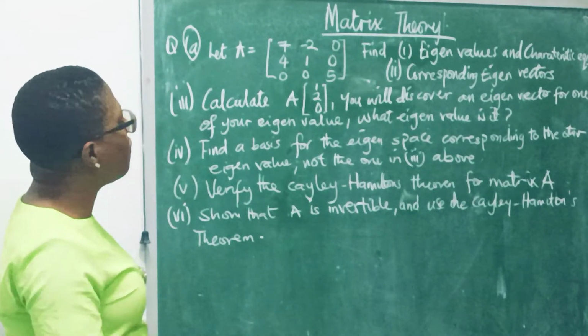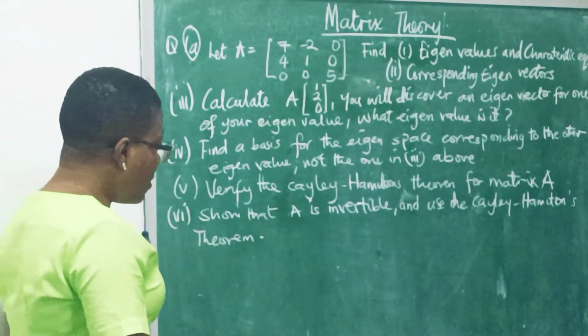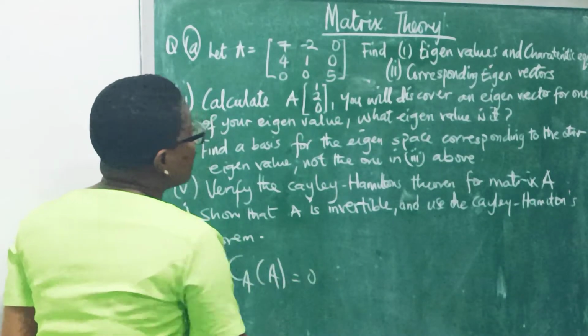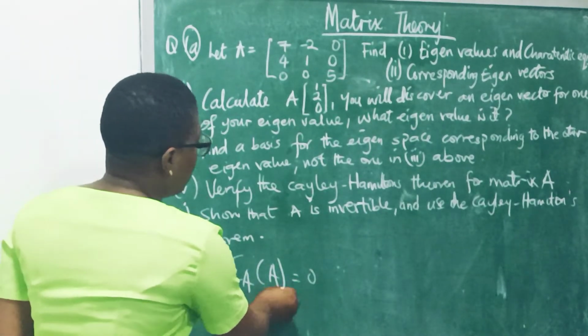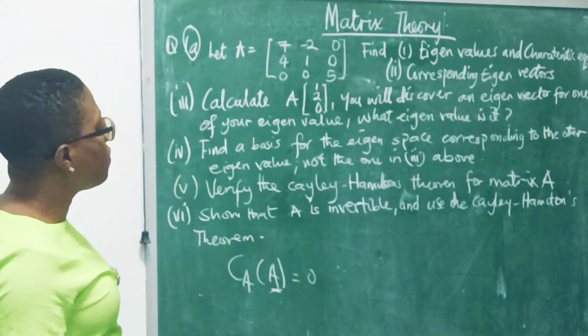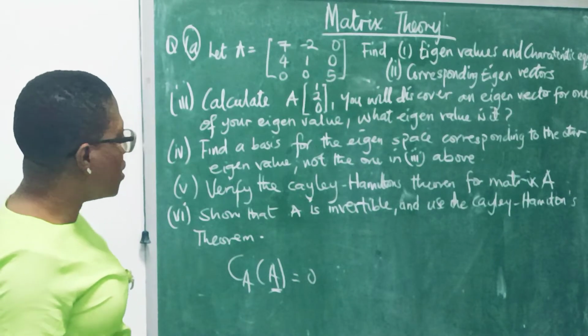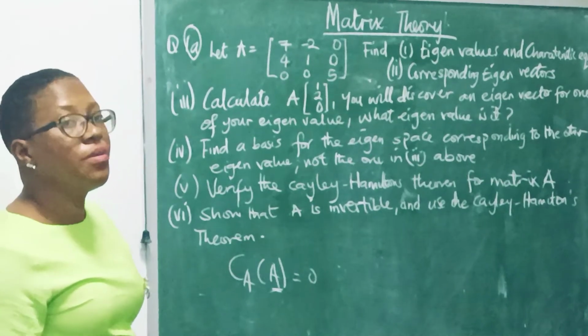Then we verify the Cayley-Hamilton Theorem. The Cayley-Hamilton Theorem says that p(A) is equal to 0, where p is the characteristic polynomial of A. Substituting A, we get 0. And then finally, we show that A is invertible, and we use the Cayley-Hamilton Theorem.